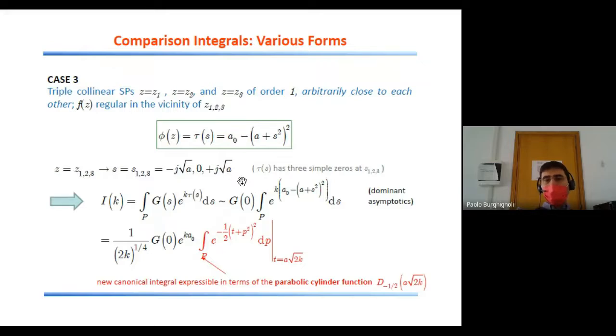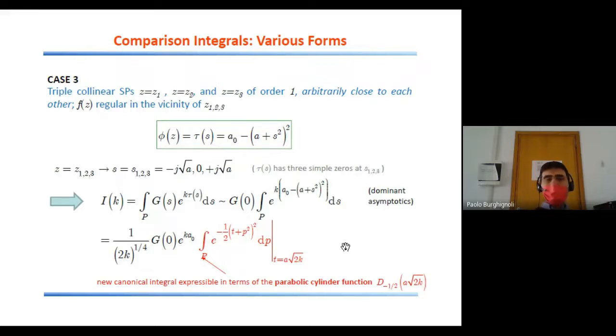If you now insert these inside your integral, what you will find is another different kind of comparison integral, which defines a different kind of special function that is known as the parabolic cylinder function, indicated as D, having order minus 1 over 2 and argument a times the square root of 2k. In addition to this, you also have the explicit term 1 over (2k) to the 1/4 outside here in black.